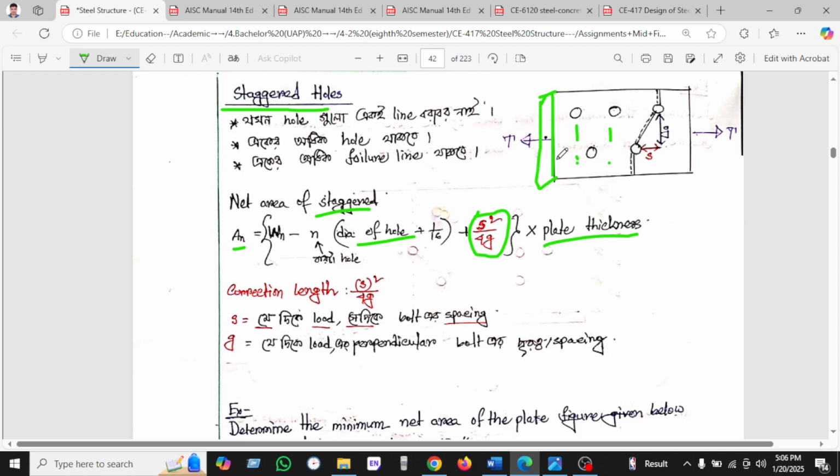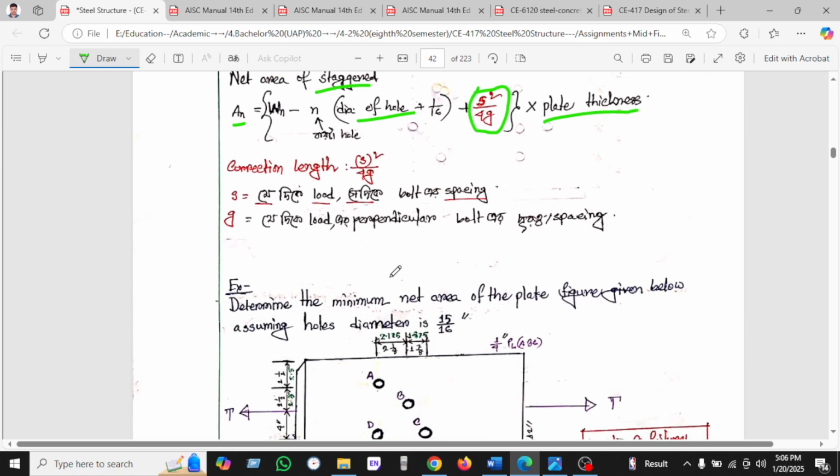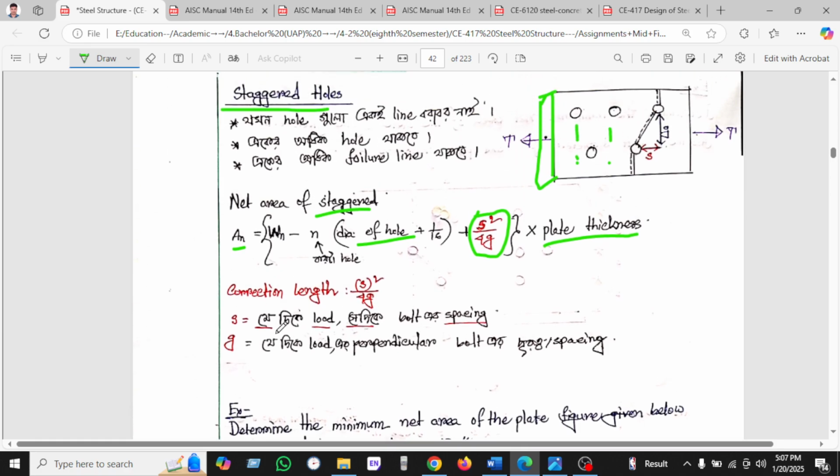Okay, so these are the width and thickness. So s square by 4g, how will we get this? This is the correction length term. The correction length we can call s square divided by 4g. What is the s? S is nothing but the space between the bolts along the load.